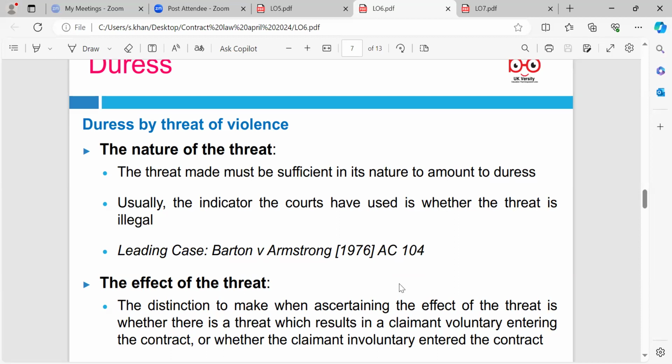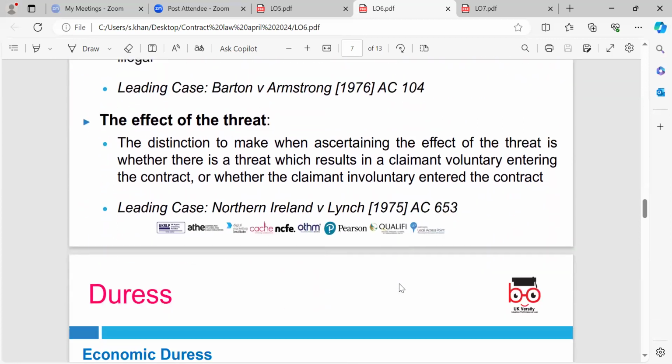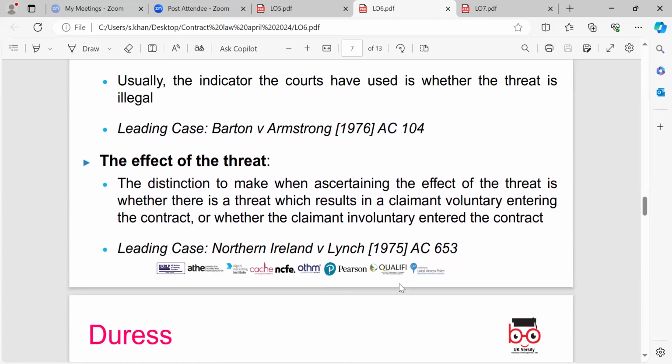The next one is the effect of threat. So the distinction to make when ascertaining the effect of threat is whether there is a threat which results in a claimant voluntarily entering the contract, or whether the claimant involuntarily entered the contract. And the case in regards to that is a criminal law case, Northern Ireland and Lynch, 1975, a criminal case which provides an effective explanation of this.